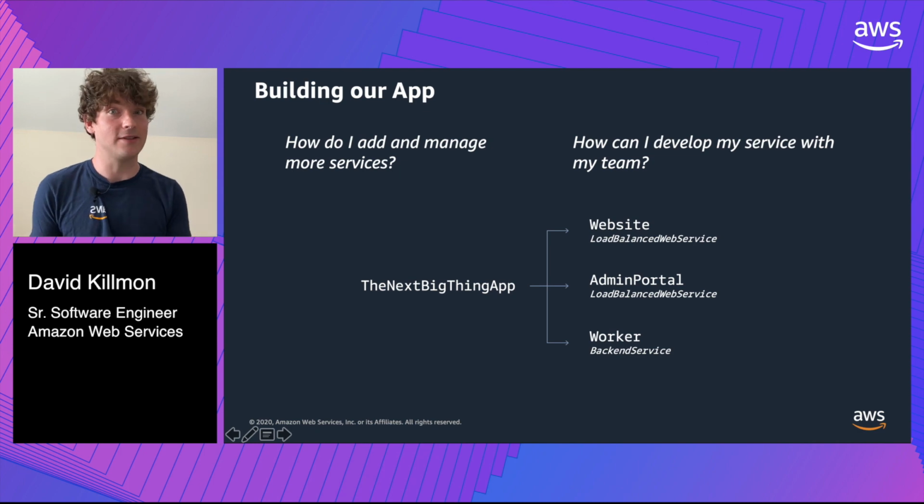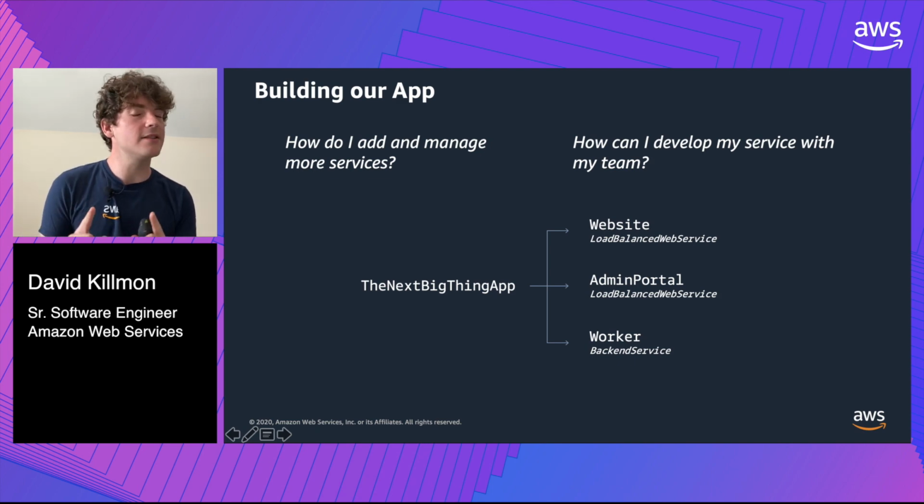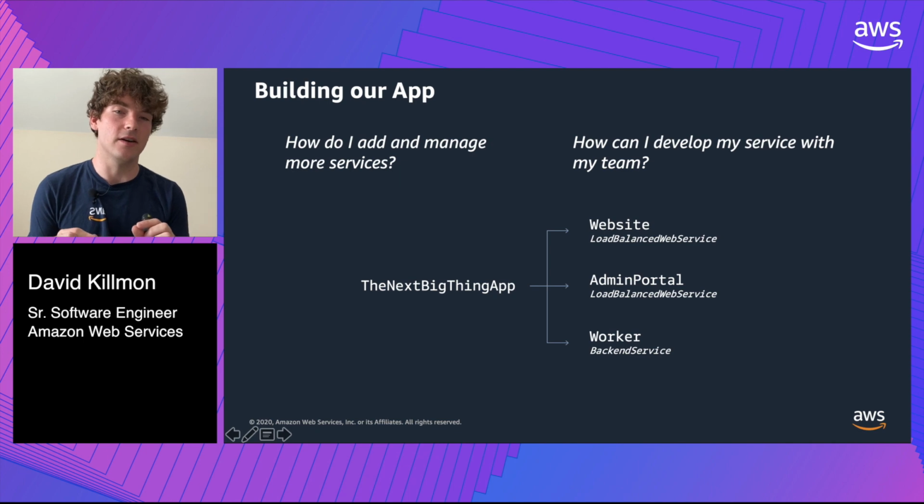So after this talk, that's what I'm working on. And maybe it's composed of 3 different services: our website, an admin portal, and a worker service. And you can kind of see how the architecture patterns help describe what these services are going to do, right?